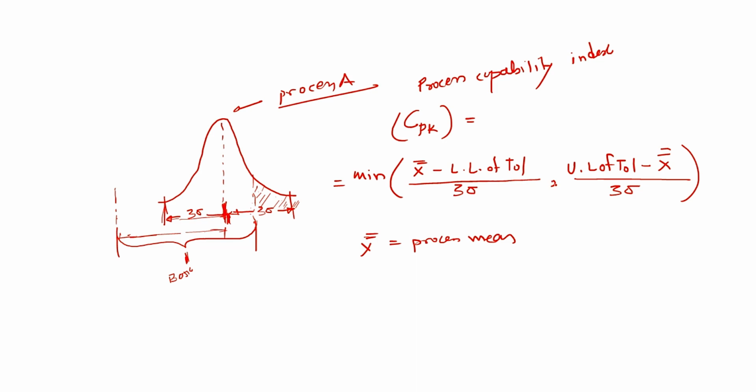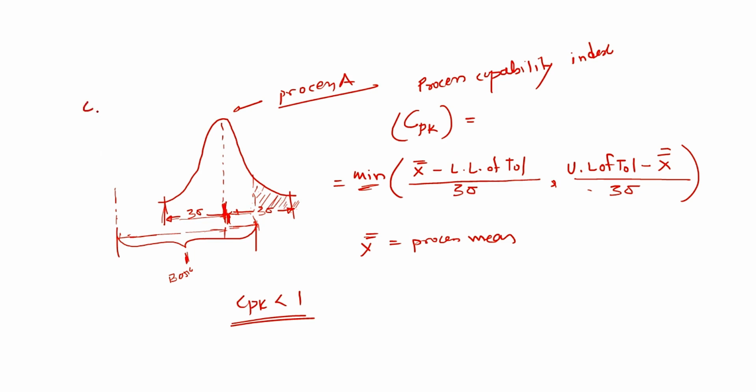But there is a comma, and then there is a second formula. Upper limit of tolerance, this number, minus process mean, this much distance, divided by 3 sigma, this much distance. This is small, this is large. We will get this ratio less than 1, but we have to choose the minimum of the two. So we have to choose this. So Cpk for this process will be less than 1, which is a correct indication because there are more rejections. So the Cpk value should be low.